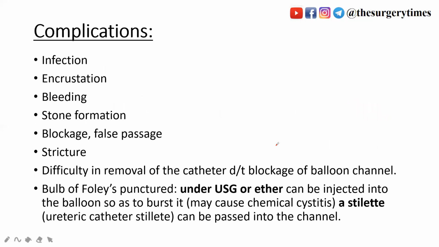Now complications that can occur: infection, incrustation, bleeding, stone formation, blockage or false passage, stricture. All these are complications. Infection occurs because the catheter connects the sterile bladder to the outside environment, so there is a high chance of infection.